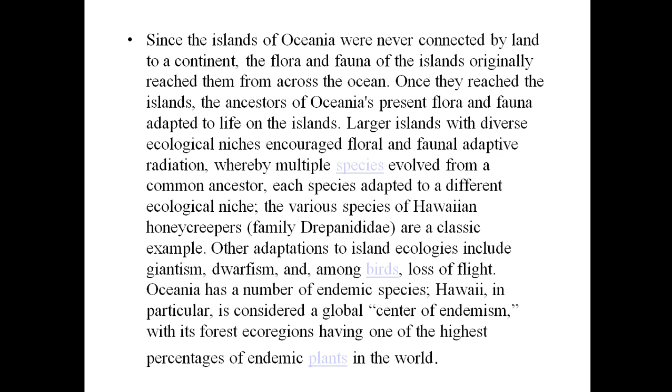Here you can see multiple species have evolved from a common ancestor, just like you have studied in Caribbean, Galapagos Island. Multiple species evolved from a common ancestor, and each species adapted to different ecological niche. A very classical example is Hawaiian honey creepers.